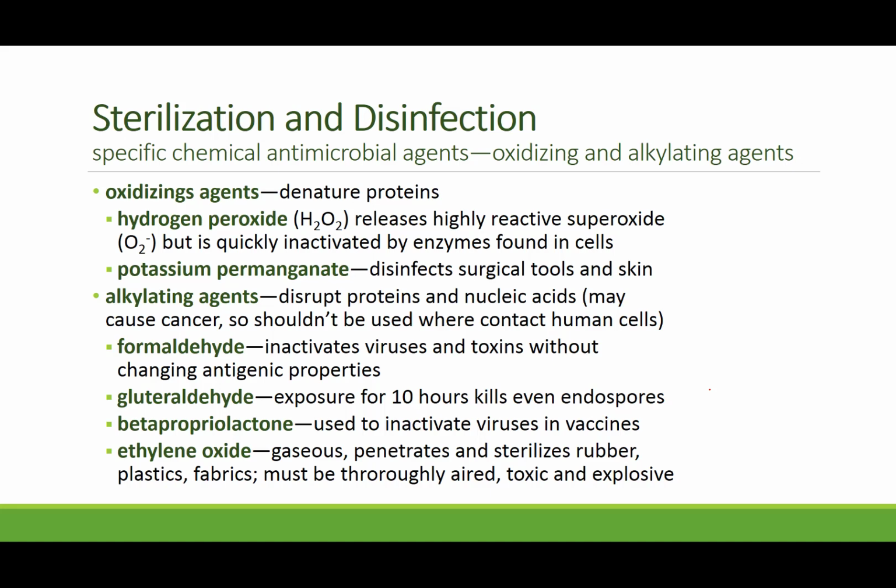So formaldehyde, we use formaldehyde as a preservative in biology because it will prevent bacteria and fungi from growing. So when you do dissections, frequently the material has been fixed with formaldehyde, and that will help to prevent bacterial growth. Glutaraldehyde is another one. If you expose materials to glutaraldehyde for 10 hours, then that will even kill off the endospores in cells.